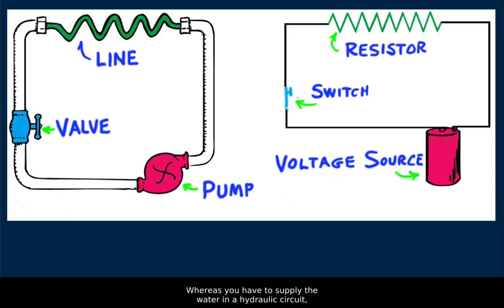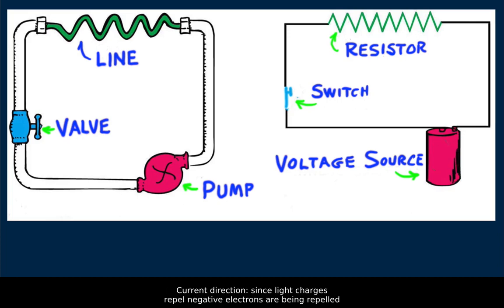Whereas you have to supply the water in a hydraulic circuit, you don't have to supply electrons to an electric circuit. If you purchase a pipe at a hardware store, you have to supply the water. If you purchase an electron pipe, a wire, the electrons are already in the wire. Electrons are part of the atoms that make up the wires or any electrical devices in any circuit. They're not all bunched up in the battery, just ready to go, as some people think.